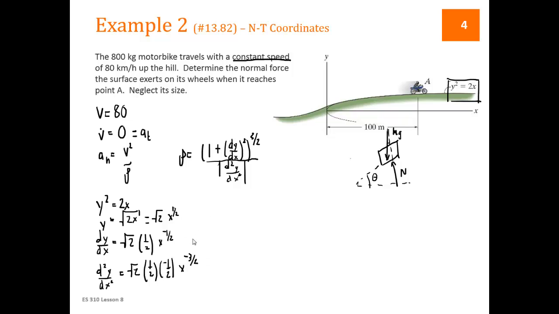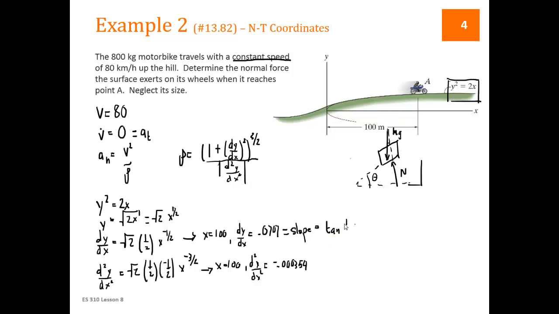At x equal to 100, dy dx is equal to 0.0707. At x equal to 100, d squared y, the second derivative, is equal to negative 0.000354. This is our slope right here. The dy dx equals slope. Change in y, if we're looking at this angle, change in y is going to be over here, change in x is going to be over there, so this is the tangent of theta.